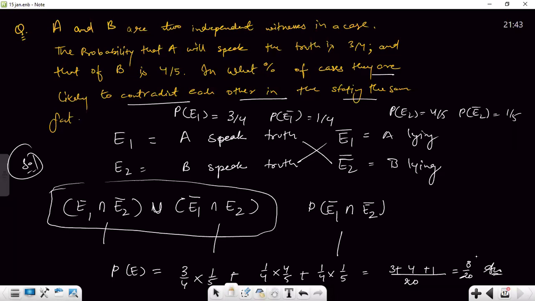Okay. So can we also think of it in a different way, that there will be a contradiction if and only if one person is lying? Only then can there be a contradiction, right? So we can also solve this question in a different way. Let's try to do so.